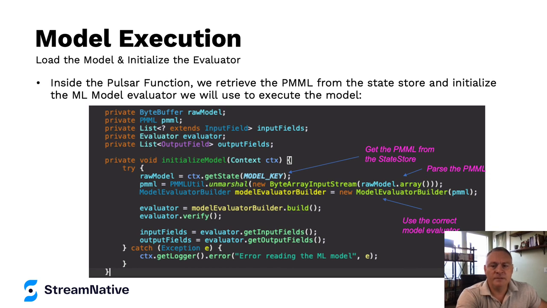After we verify that the model definition is correct, we get the feature vector definition and the list of predicted values for the model. We save these values for later so that we can map them back to the input values that we need, as well as map to the output values. This completes the initialization phase that only needs to be executed once. This is for the model itself.